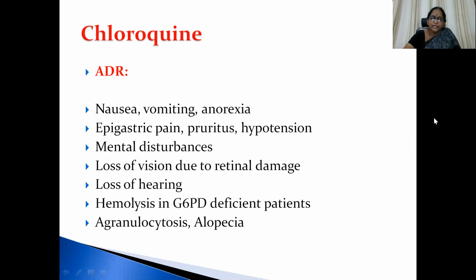Then very important side effects with this molecule which create inconvenience to the patient are loss of vision due to retinal damage, then loss of hearing, and then hemolysis in G6PD deficient patient, which is a very dreadful thing, then agranulocytosis and alopecia.